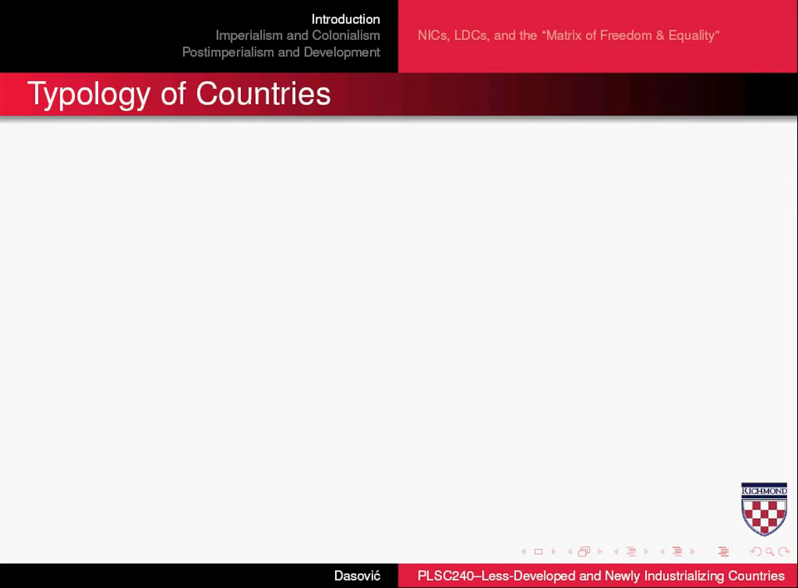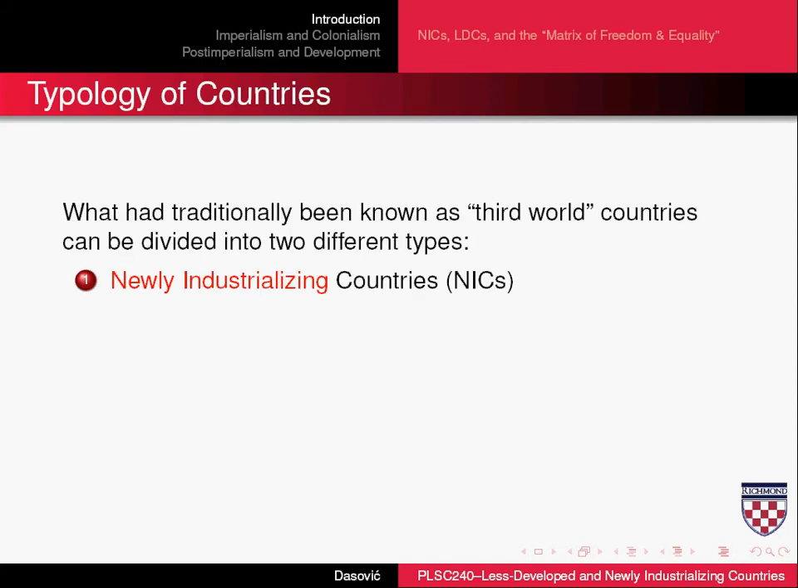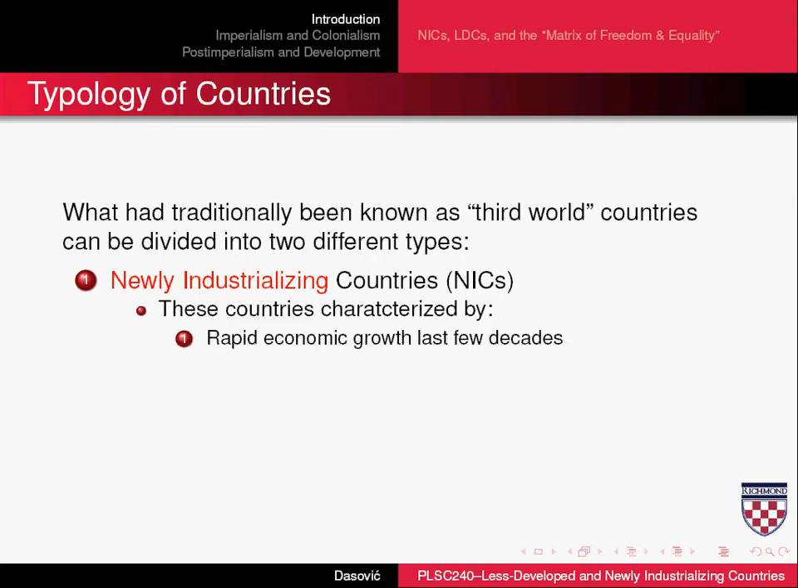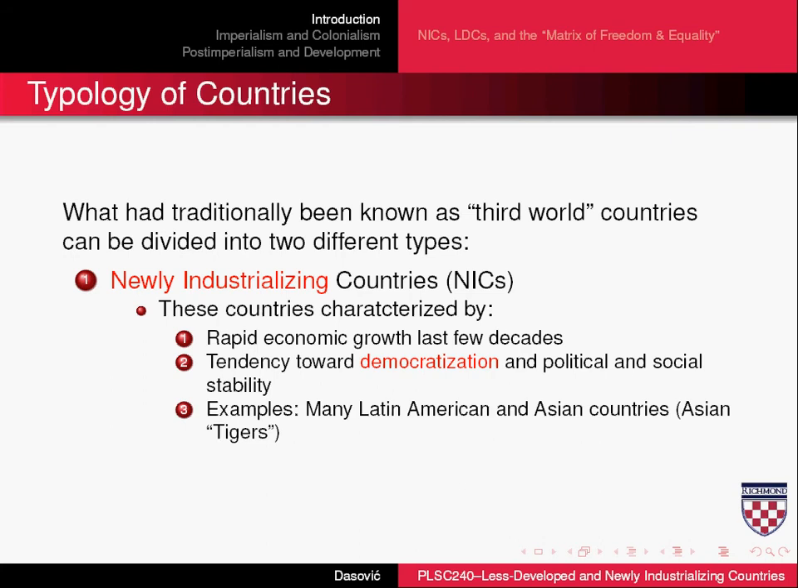Now, since the 1950s, since the end of colonialism, the end of the Second World War, the end of imperialism, for the most part, raw, brutal imperialism, that is, the so-called developing world has, in fact, broken up into 2 different groups. These groups are newly industrializing countries, NICs, and these countries are generally characterized by rapid economic growth and also a tendency toward democratization, things like political and social stability.